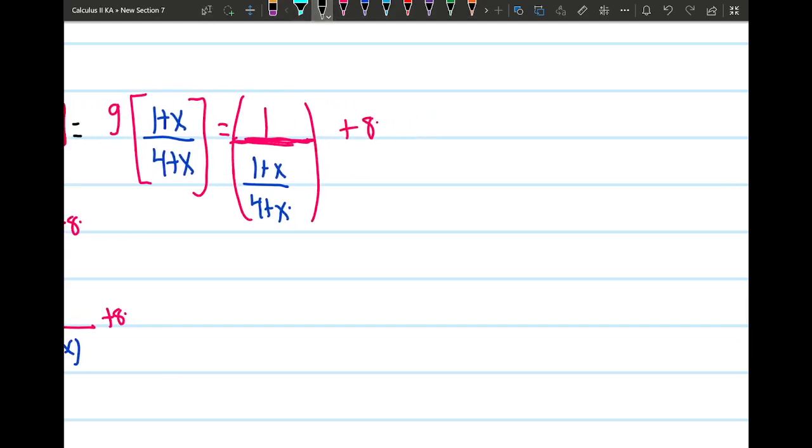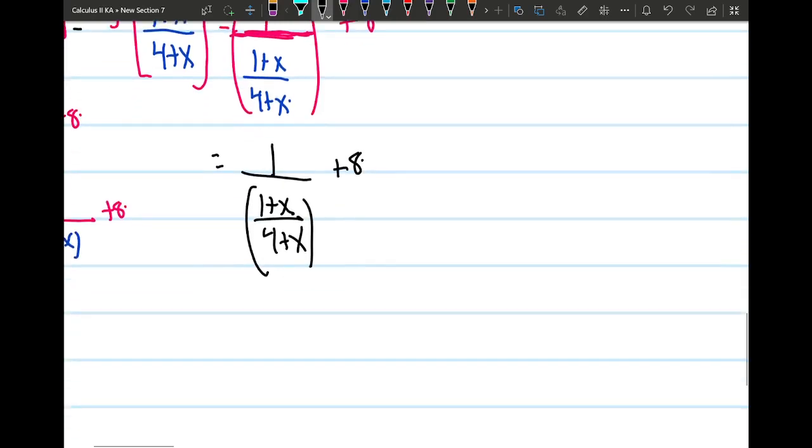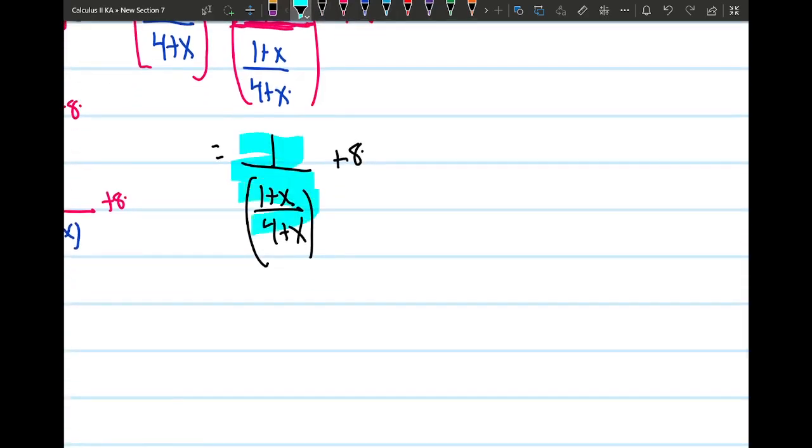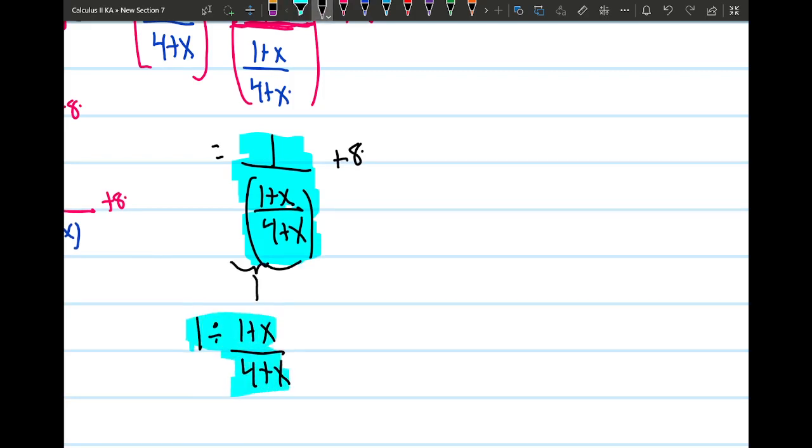So now we want to go ahead and simplify this stuff here. You don't have to keep color coding here. We're going to have 1 over the quantity 1 plus x over 4 plus x, and then plus 8. And so, like I said, we need to simplify this part. So this is really 1 divided by 1 plus x over 4 plus x. And I know that this is what that is, so it's kind of what this becomes.